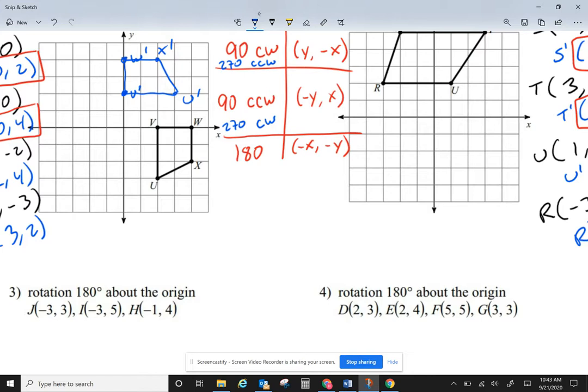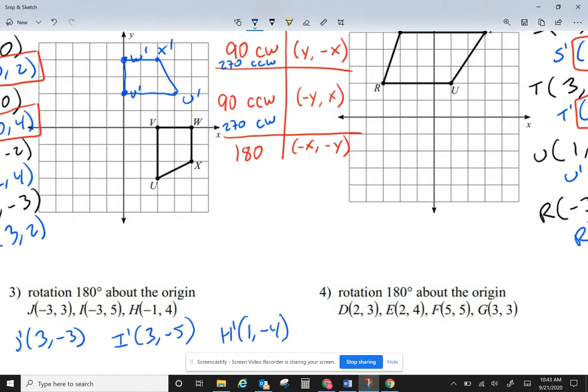So if I'm looking for J prime, I'm going to have 3, -3. If I'm looking for I prime, I'm going to have 3, -5. Notice I'm just switching the signs on each. If I'm looking for H prime, I'm going to have 1, -4.